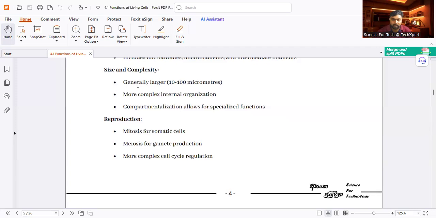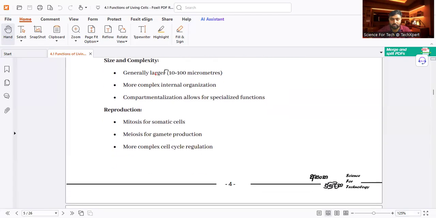Size and complexity. These are generally larger compared to prokaryotic cells. Size is given as 10 to 100 micrometers. How to write micrometers? 10 to 100, just like this. This is the way you can write micrometers. This is important. Okay.